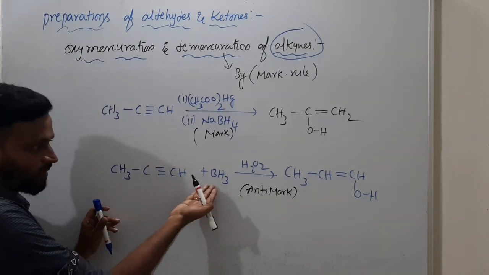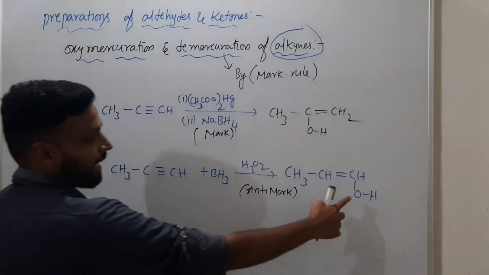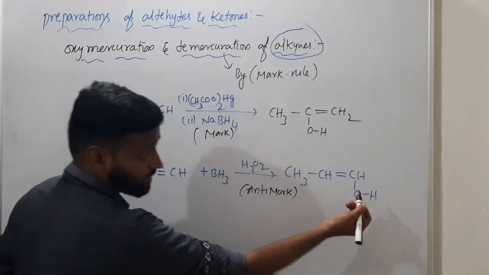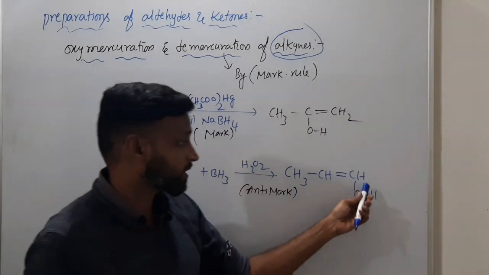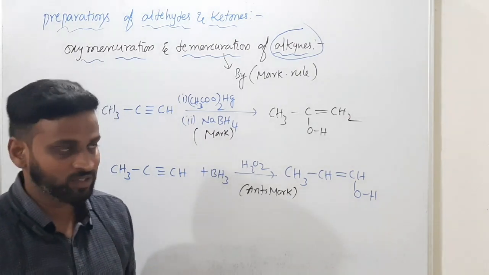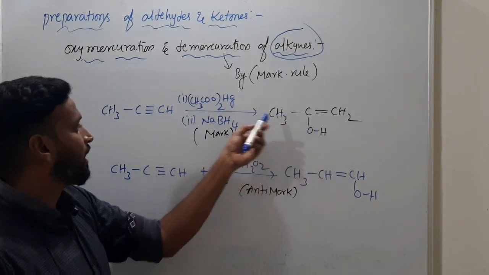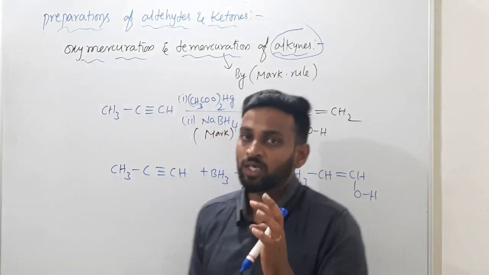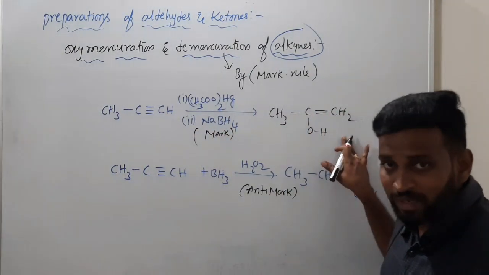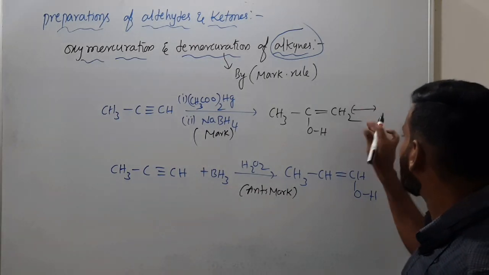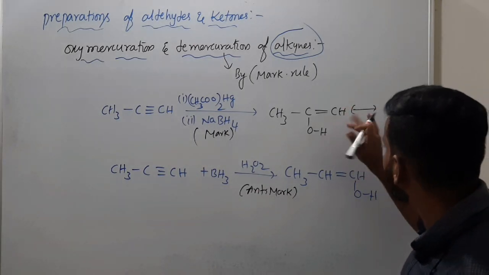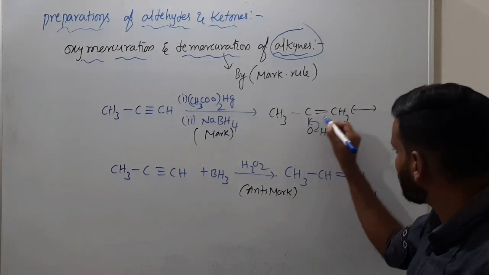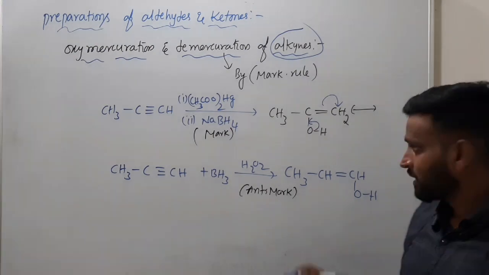Correct, I said in the previous addition of BH3 followed by H2O2 and OH minus, that means a negative species, you have at the unsaturated carbon which has more hydrogens. But here OH minus you have at the unsaturated carbon which has fewer hydrogens. So here also a tautomeric product will form. CH2 here. Can you guess what happens here? This will migrate over here and this will go back.